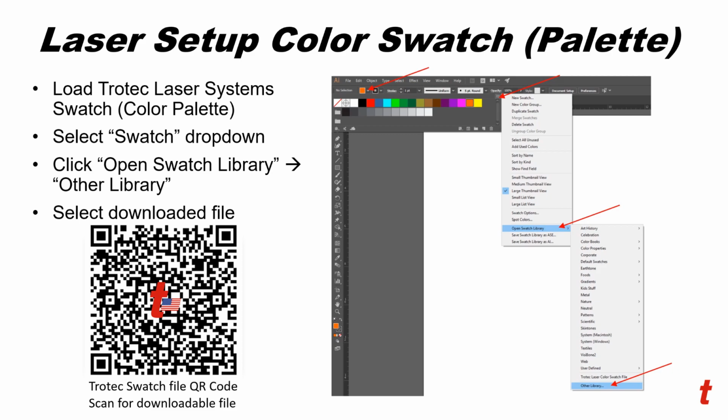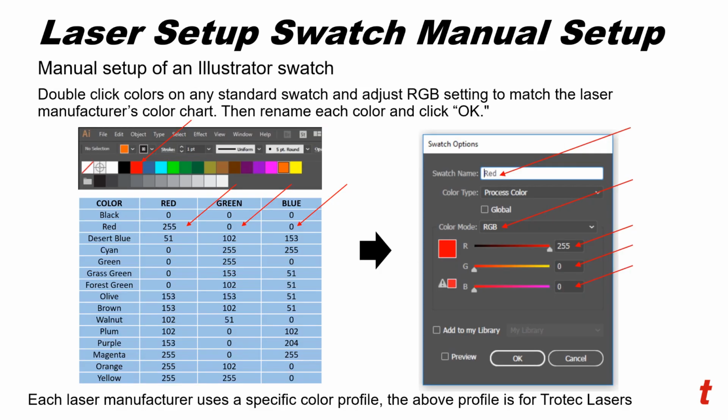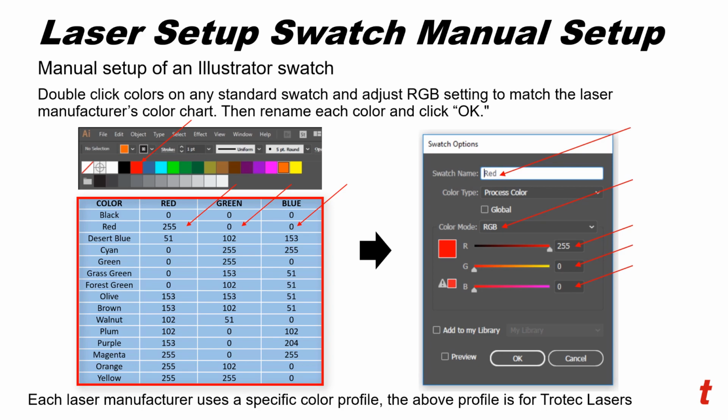Now, if you don't have access to this, or if you don't have access to the internet and want to still have these color palettes, you can design the color palette separately, or basically create your own color palette. Manual setup of the Adobe Illustrator swatch is still possible. To do that, I have provided a color chart here, which gives the specific color percentages necessary for the Trotec driver to work.